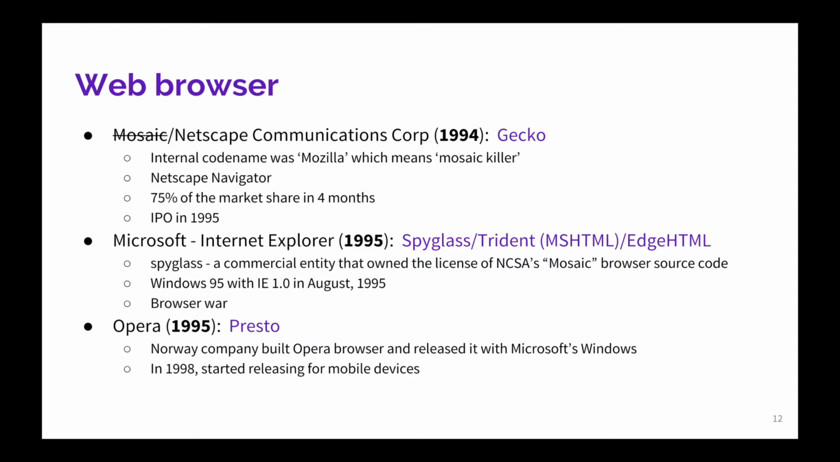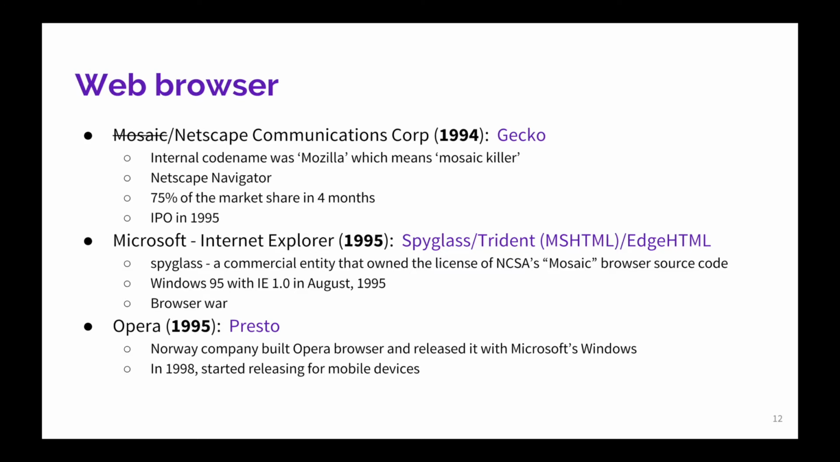But the internal code name for this browser project was Mozilla. That means Mosaic killer. They wanted to kill Mosaic because they were already out of NCSA. So they built a browser that they hoped would kill Mosaic. The browser was called Netscape Navigator, and it took 75% of the market share in just 4 months. They went IPO in 1995. So the growth was huge.